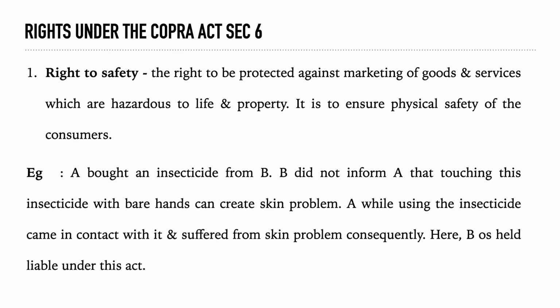Let's look at what the rights are. Now, you and me as a consumer, what are the kinds of rights we have under the Consumer Protection Act? It is mentioned under Section 6. First one is the right to safety. Whenever we buy any kind of goods or services, we believe the goods are safe, the goods are secure, correct? So the first right is the right to safety.